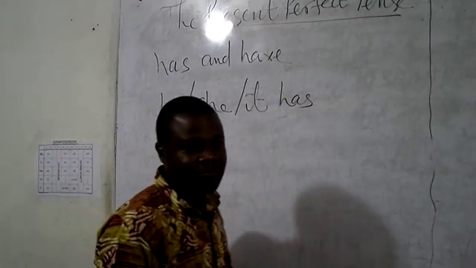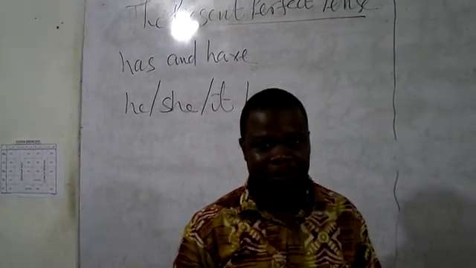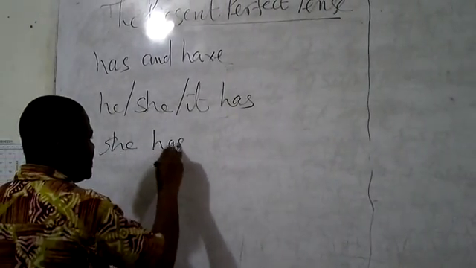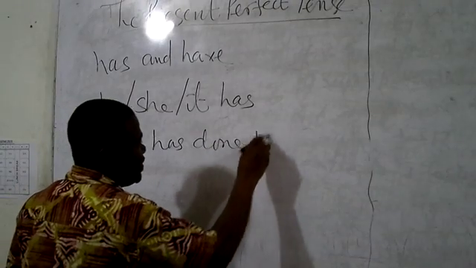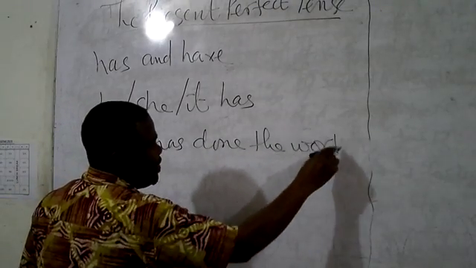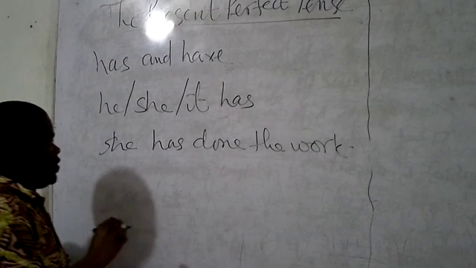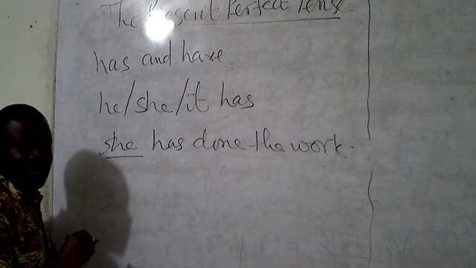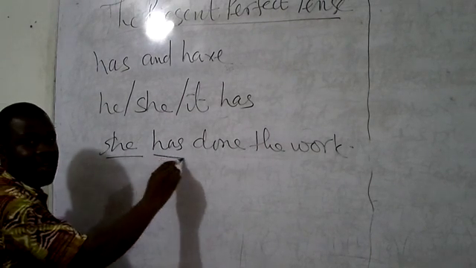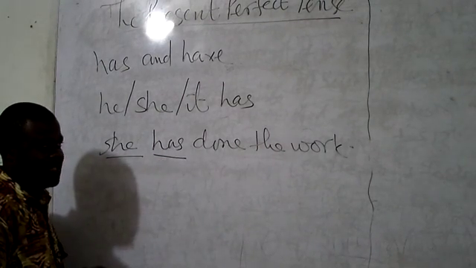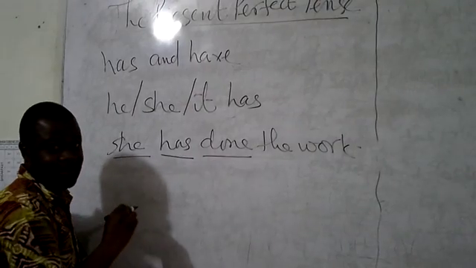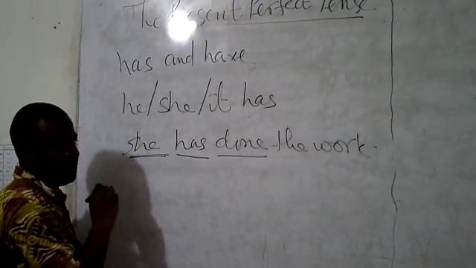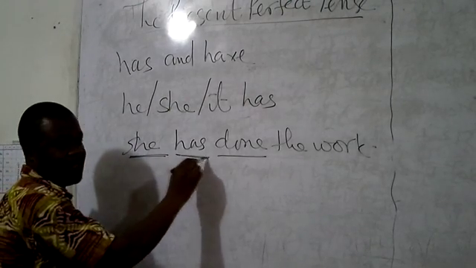For example, she has done the work. So the subject here is she, and the perfect tense is has, and the past participle is done. So since the subject is singular, it takes the has.